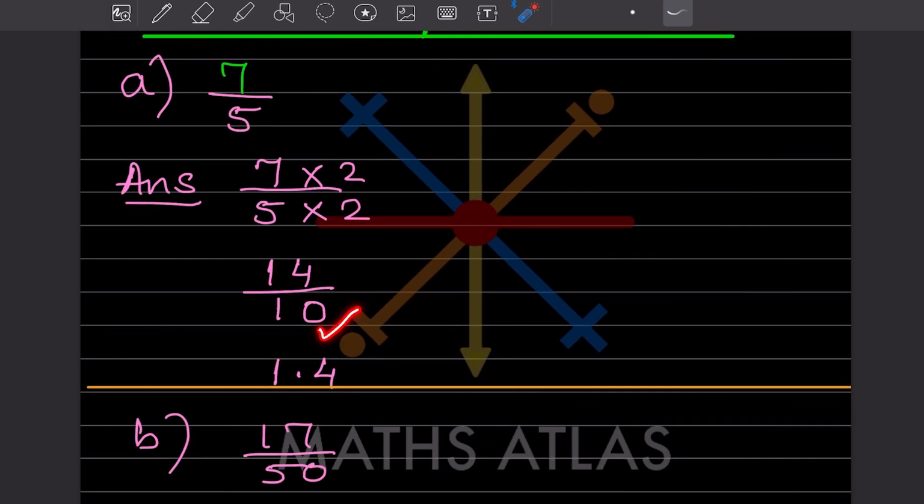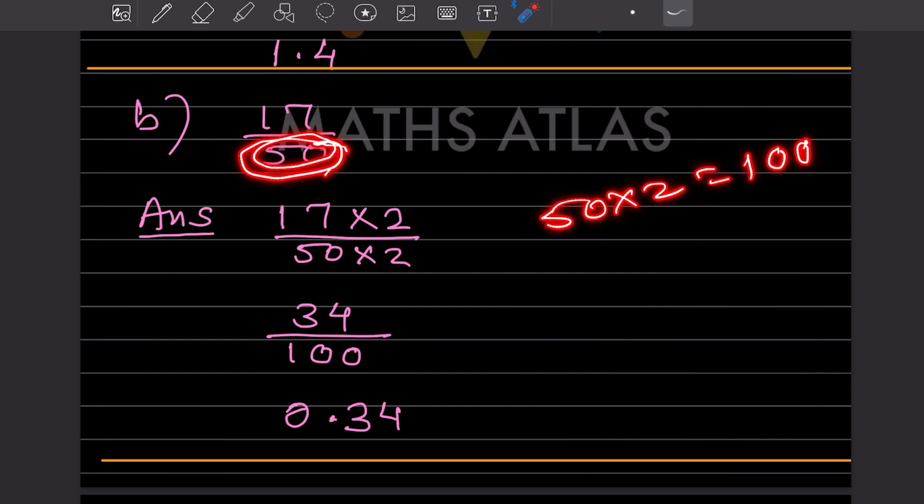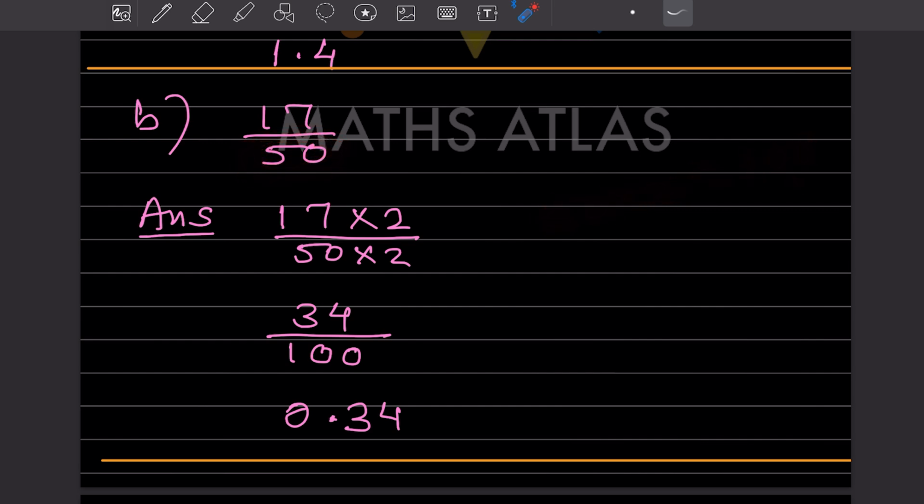So here there is one 0, so for 14 you will go backwards 1. That will be 1.4. Now look at here. You are going to concentrate on this one, multiple of 10. So 50 times 2 is 100. It is a multiple of 10. 100 is a multiple of 10. So first thing you will change this to 100.